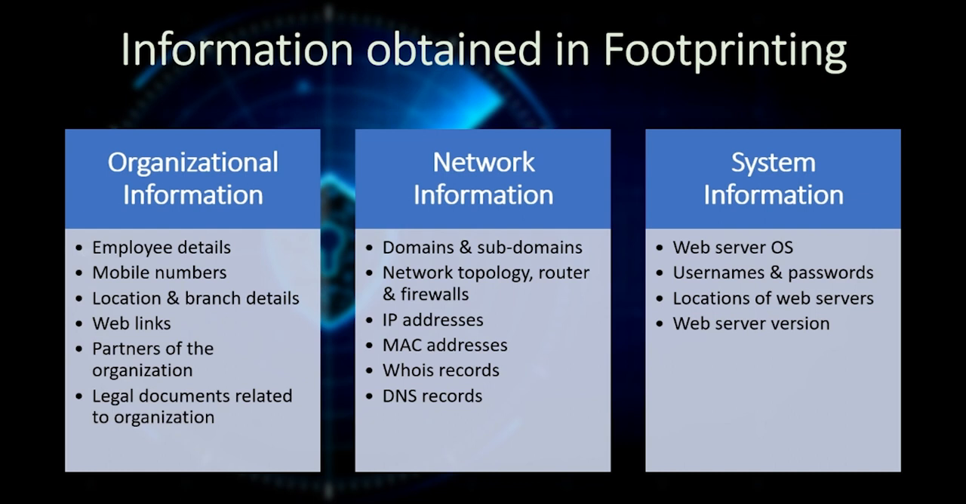Now the third one is system information. System information is information about the system, like the operating system, web server, versions, usernames and passwords of the web server or operating system, and the location of their web servers. So this is all the information that an attacker can gather from footprinting.